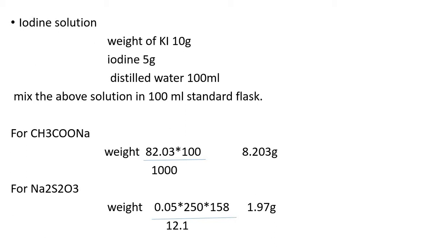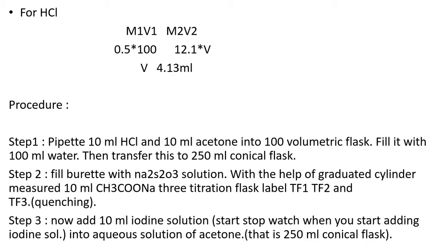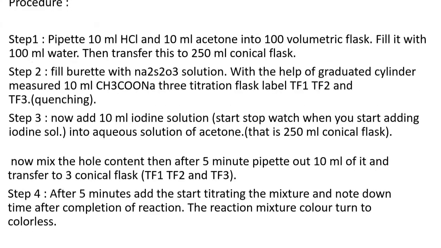For Na2S2O3, sodium thiosulfate, the weight will come out from the formula NV upon 1000. Weight is equal to 0.05 into 250 into 158 upon 12.1, that comes out to be 1.97 gram. And for HCl we use the molarity equation M1V1 is equal to M2V2. 0.5 into 100 will be equal to 12.1 into V, and volume V comes out to be 4.13 ml.